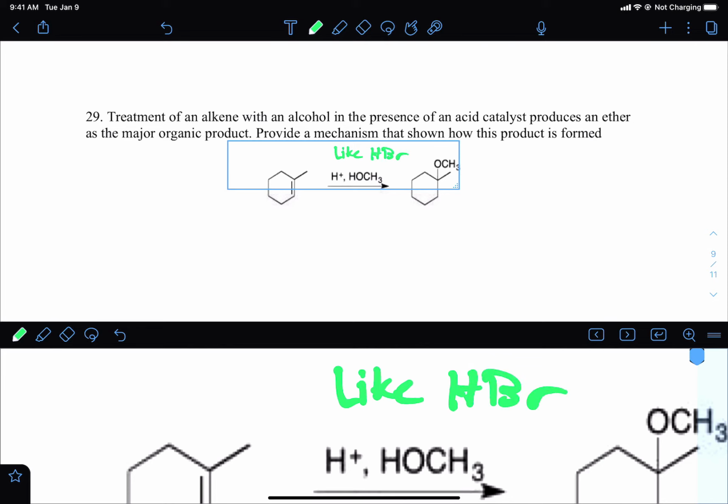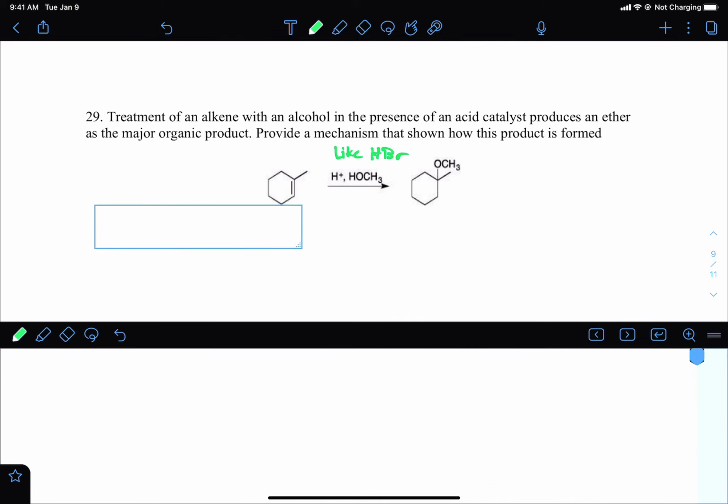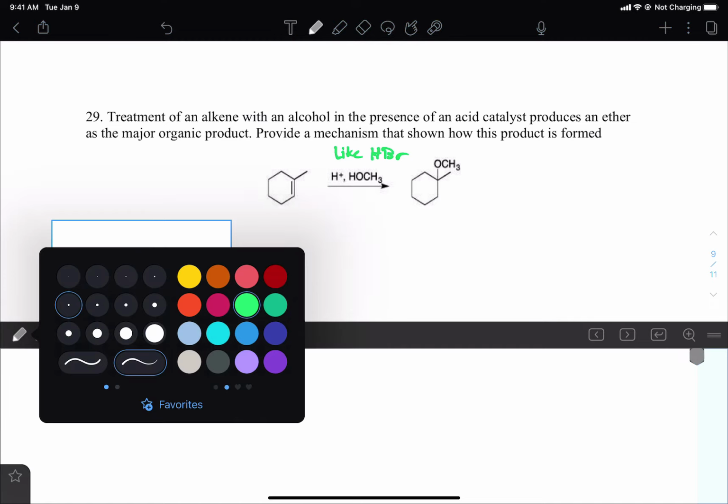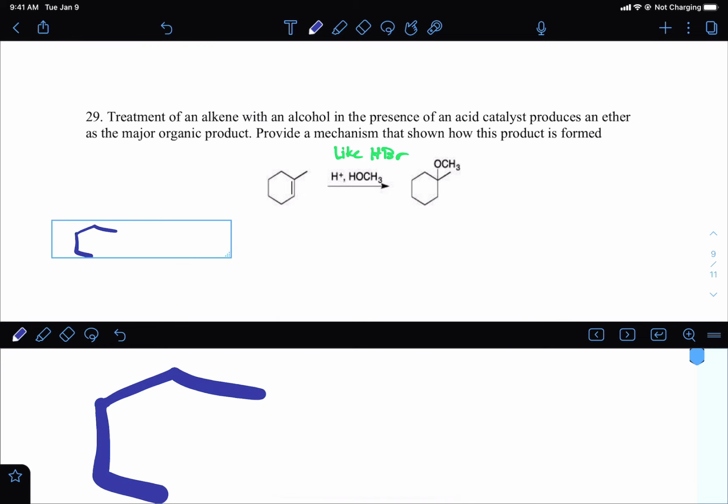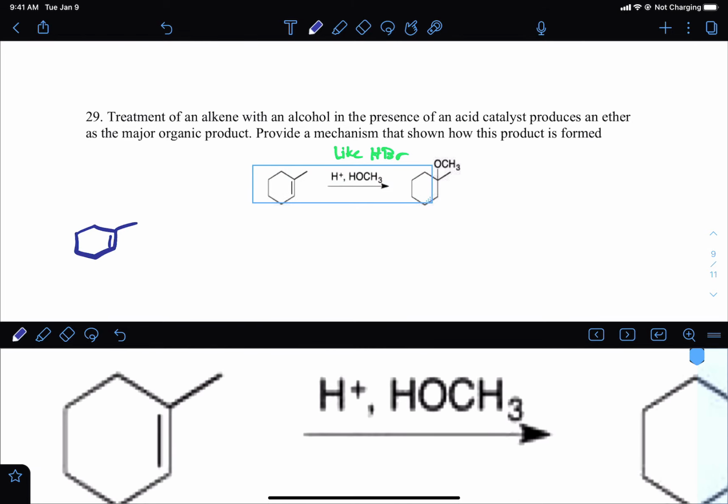Okay, you can learn it as a separate mechanism, like in your head or in your flashcards. You can study it as a separate mechanism if you want, or you can logically group it with HBr because it works the same way. Okay, here's our starting material. And like I said before, anytime you have acid, your first step should be a protonation.